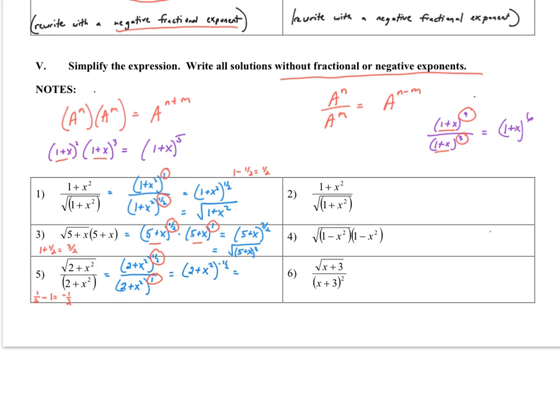We need to write that without a negative fractional exponent. So that's the same thing as 1 divided by 2 plus x squared to the 1/2, which is 1 divided by the square root of 2 plus x squared. At this step right here, remember to take this stuff in the numerator, throw it in the denominator, and make the exponent positive.